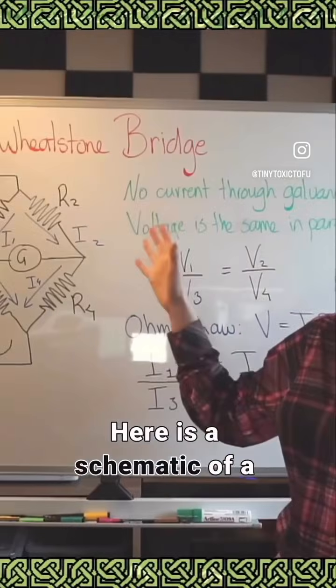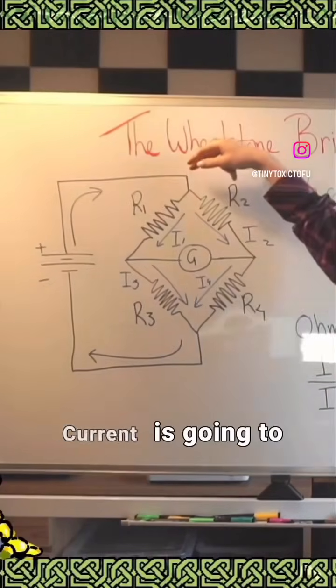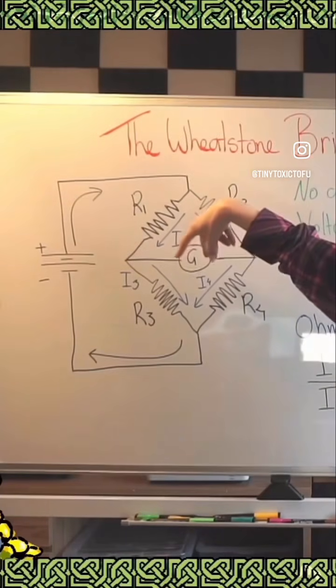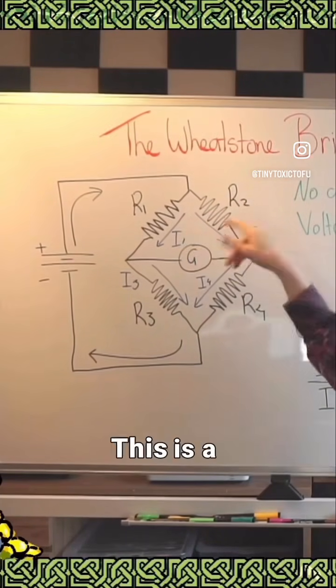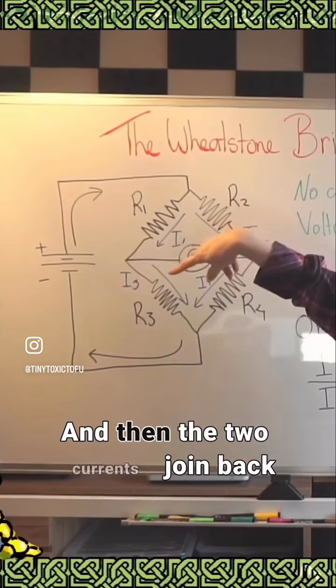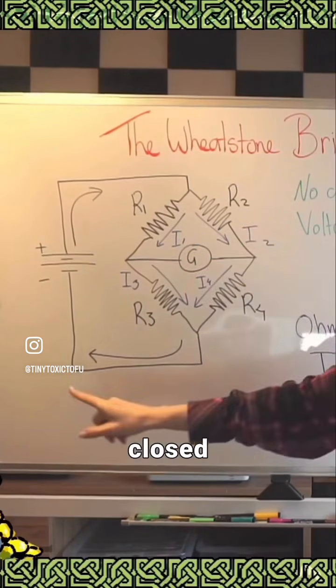Here is a schematic of a Wheatstone bridge. I have a power source. Current is going to split into 2 paths here. No current is going to go through the middle. This is a galvanometer. And then the 2 currents join back together into a closed circuit.